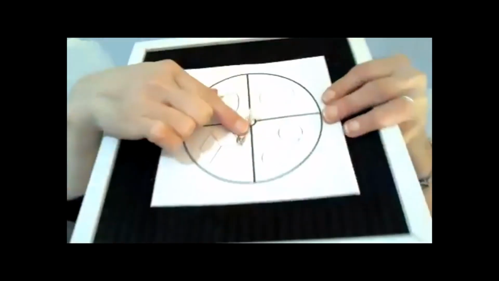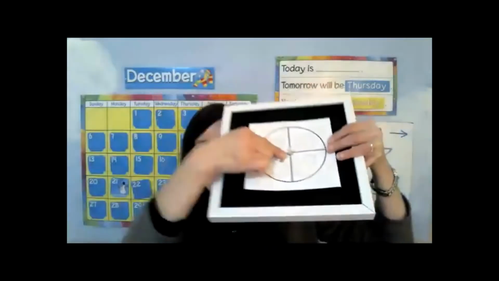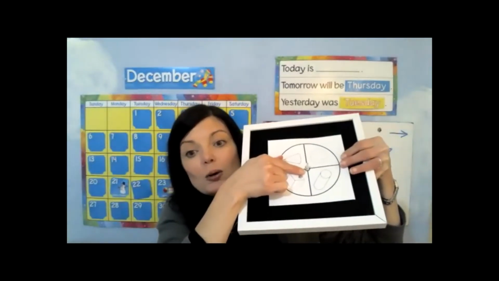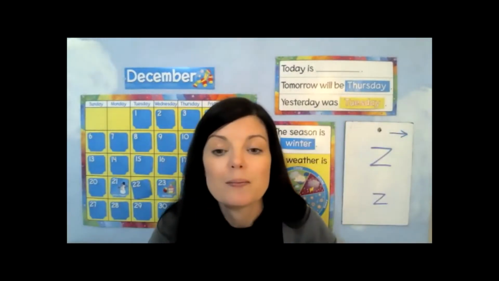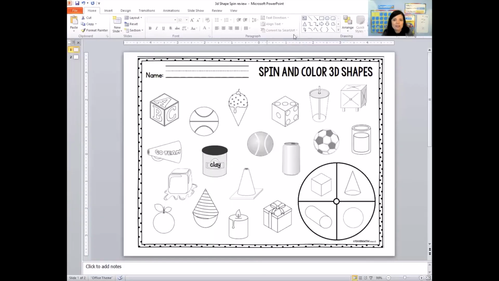Okay, what shape is this? It looks like squares on all the sides. It's called a cube. Can you say cube? Let's see if we can find the cubes. Kind of like a dice when you play a game. Where are the cubes? I see one right there.